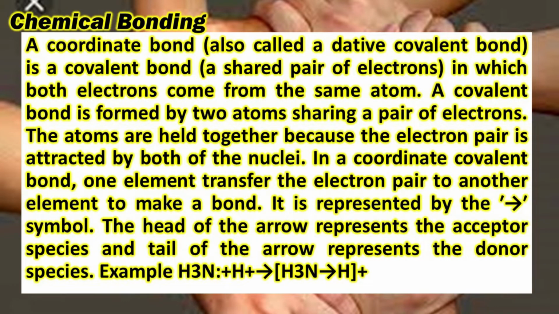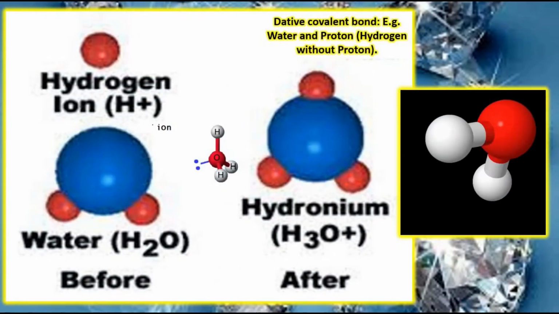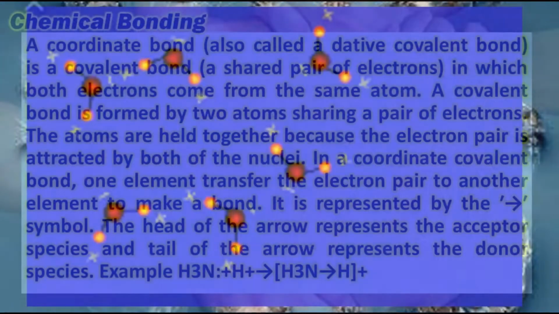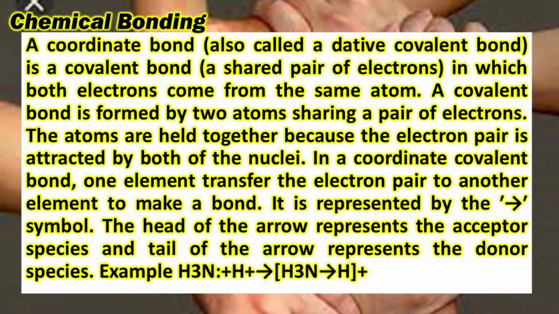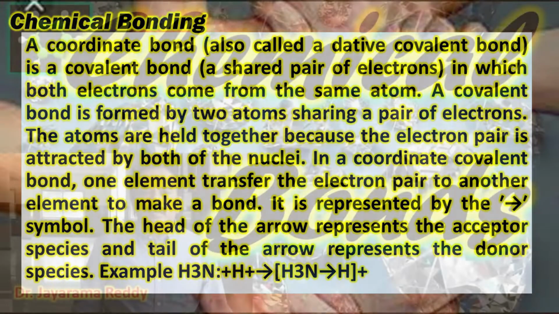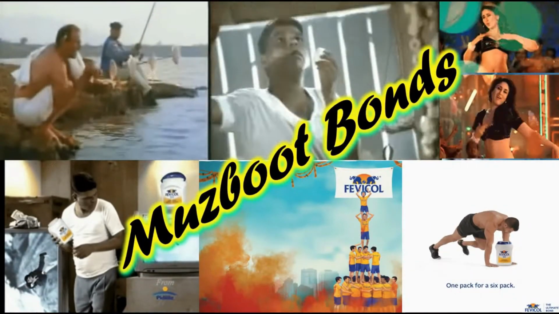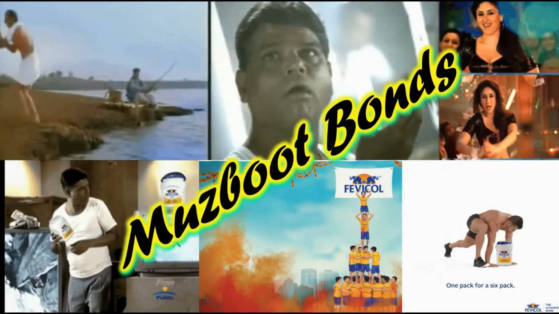Dative bonds are the second strongest bonds, in which both the electrons come from the same atom. Here also sharing of electrons occurs, because of which bonding occurs. The covalent bond is formed by two atoms. Sharing of a pair of electrons occurs, but only one of the two atoms or molecules involved in the bonding is giving the electrons. The atoms are held together because the electron pair is attracted by both the nuclei.